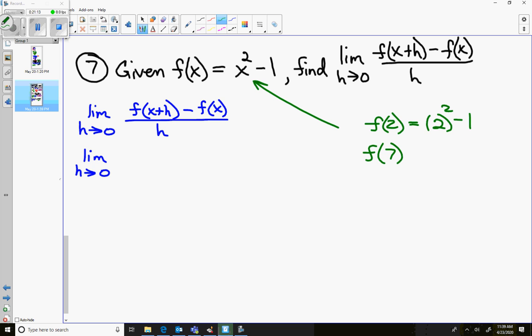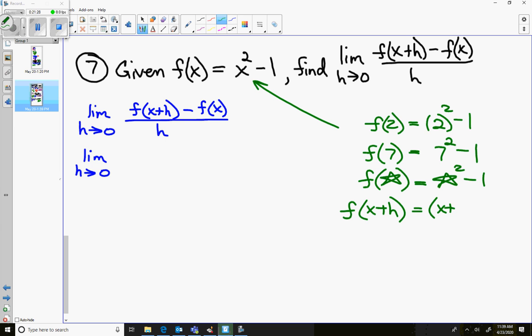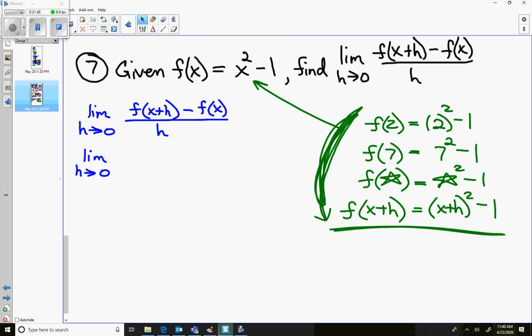What is f of 7? 7 squared minus 1. What is f of star? Star squared minus 1. So what is f of x plus h? x plus h squared minus 1. I do not know why, but if I just ask you this question, you can't tell me. If we go through this process, you can. So when you get to this problem in your homework and on tests, do this process so that you can figure it out.